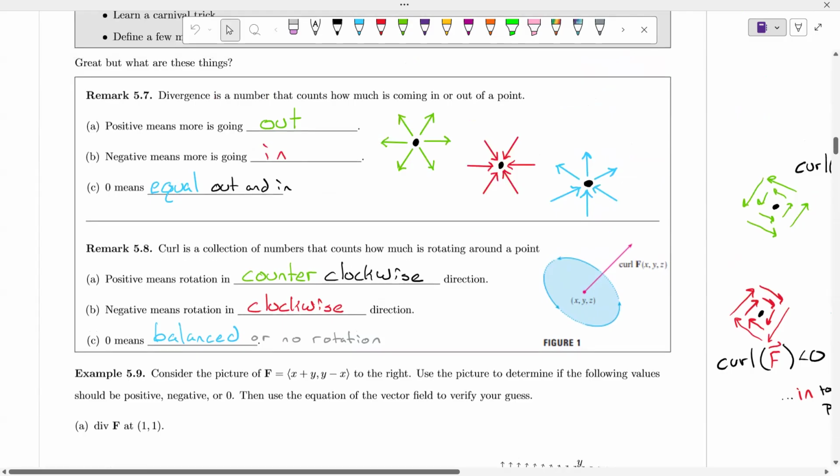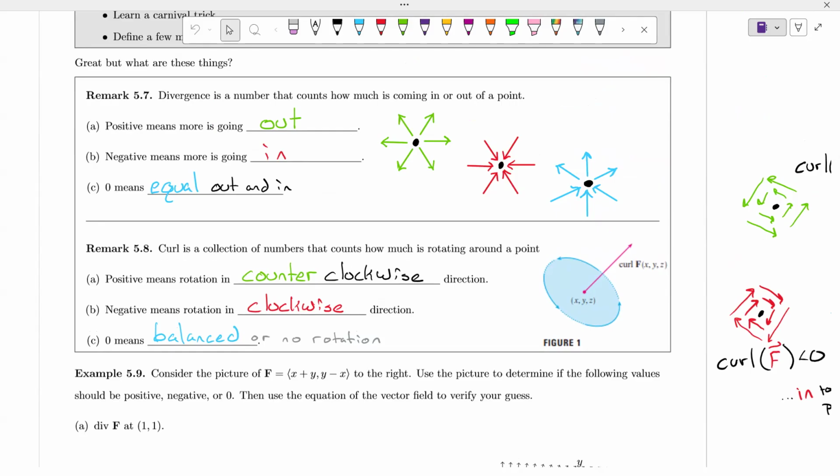For the divergence, it's a measure of how many of the lines are going out versus going in, right? So we're looking at, is the field converging? Is it coming into the point? Or is the field diverging? Is it going out of the point? Hence the divergence. And since it's the divergence, the positive direction would be going out.